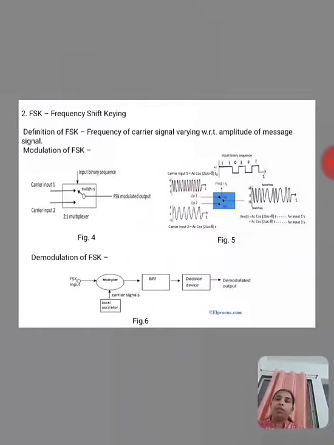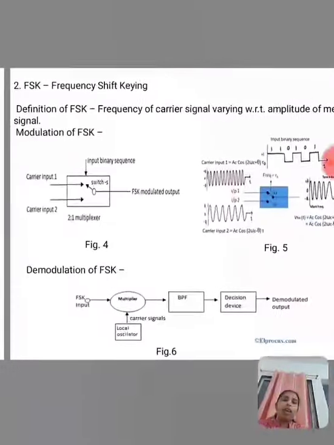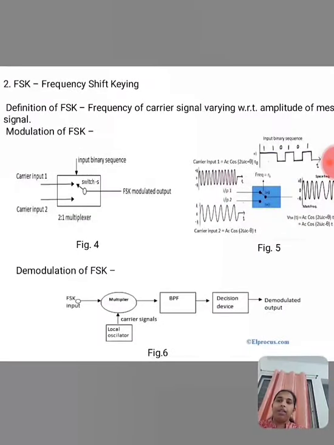Then demodulation of FSK. Again there are two types of demodulation, that is asynchronous and synchronous. So this is synchronous FSK detection. The signal is affected by noise while reaching the receiver. So this noise can be eliminated by using the bandpass filter. Here at the multiplier stage, the noisy FSK modulated signal is multiplied with the carrier signal from the oscillator device.